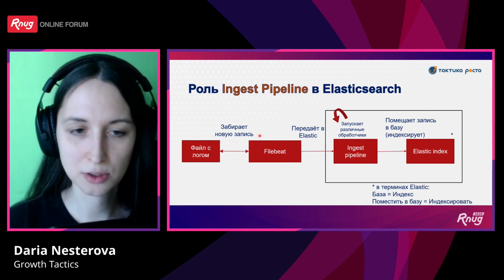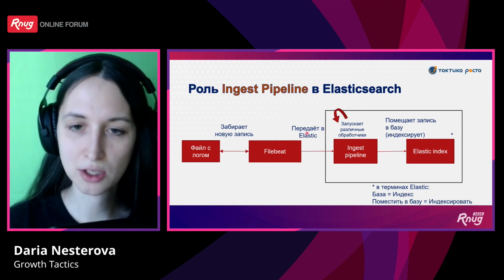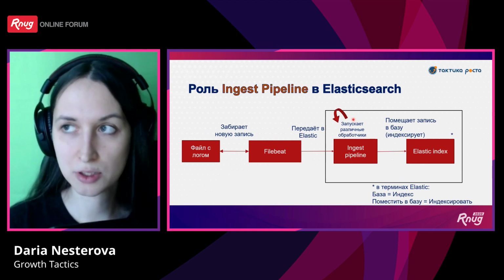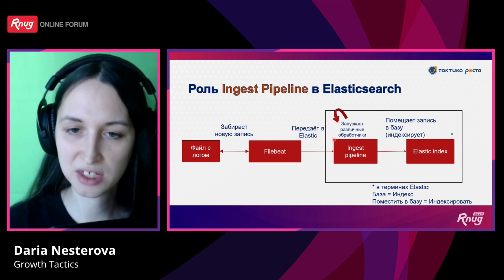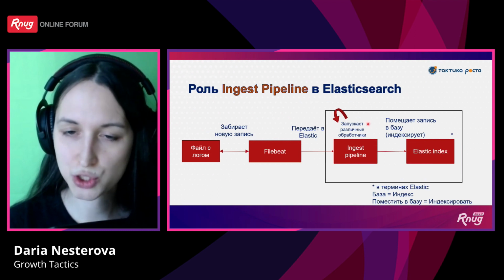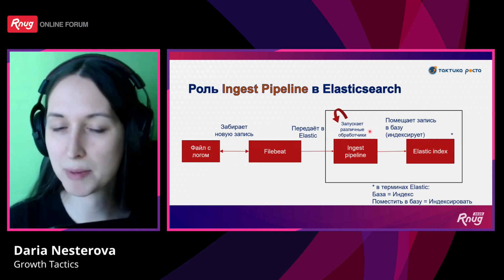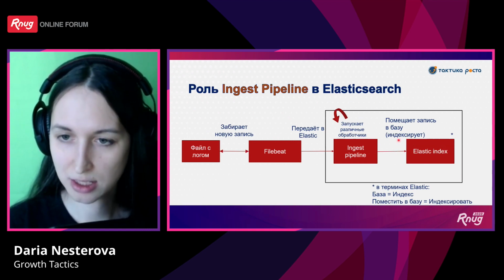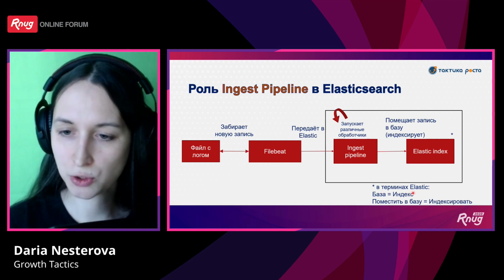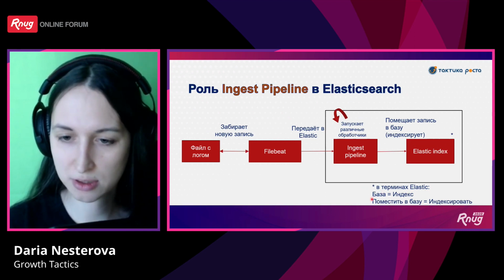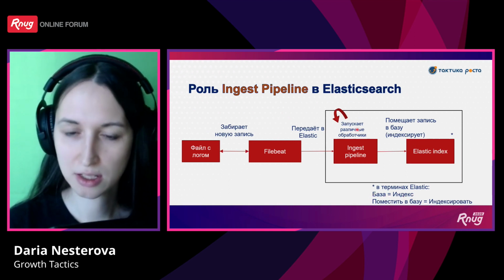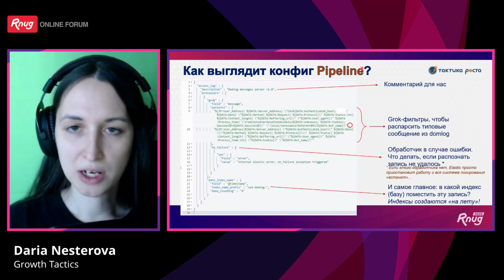Let's take a look at this process. A log file is taken by FileBeat, moved to Elastic, and at the Elastic server the ingest pipeline, which is a certain config, runs several processes that process this entry a certain way, and then it is put into the Elastic index. One should note that it is quite unconventional that a base is an index. So if you put something in a base, you index it.